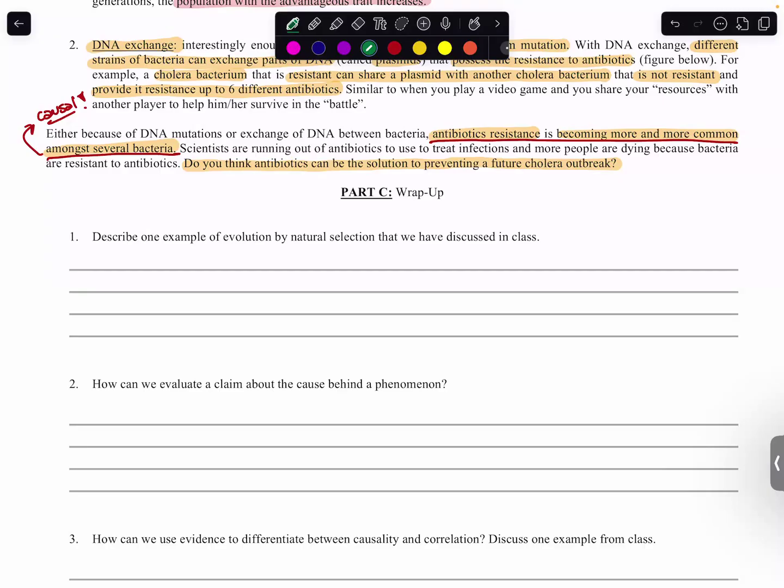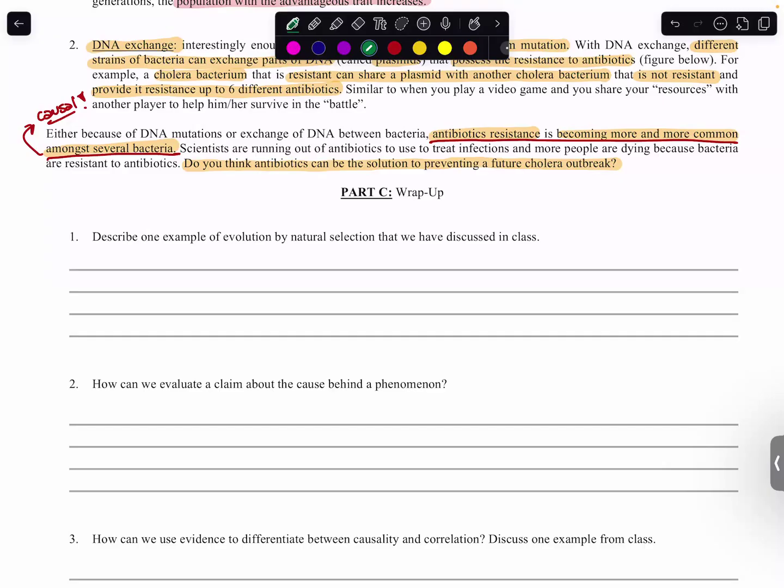Number two, how can we evaluate a claim about the cause behind a phenomenon, right? So if the phenomenon is being able to resist antibiotics, how can we evaluate a claim about that? What are some ways in which we can navigate how to evaluate if the claim is supported, if it's refuted? How can we go about doing that? And number three says, how can we use evidence to differentiate between causality and correlational? Discuss one example from class, right?